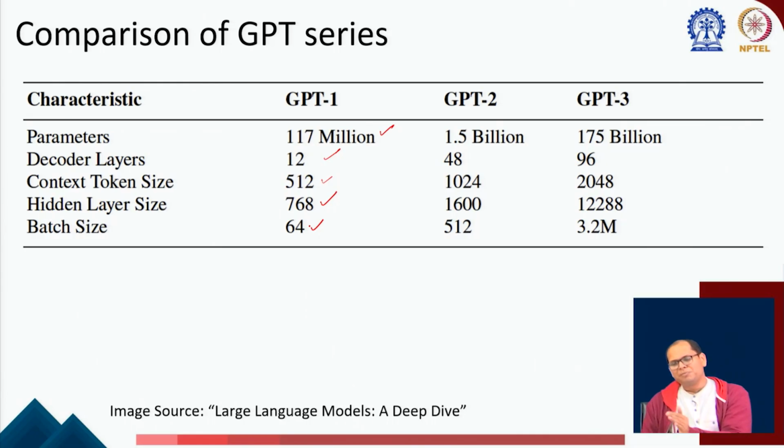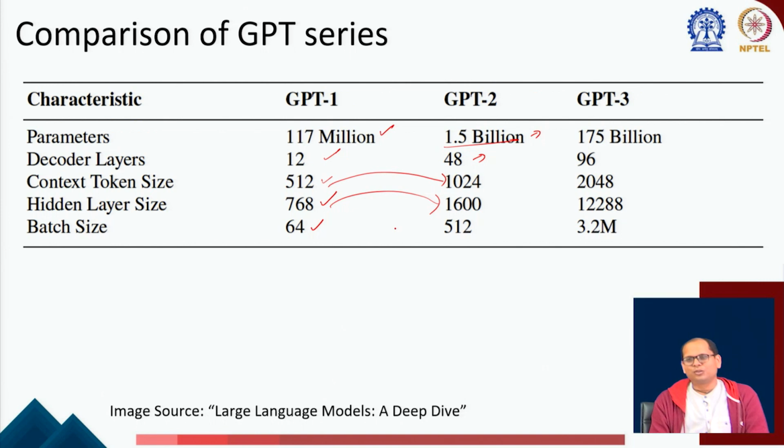Now GPT-2, you can see, was immediately at a much higher level, 10 times: 1.5 billion parameters. We will see there were multiple versions of GPT-2. One was 1.5 billion, with 48 decoder layers, and it could take twice the context, 1024, and the hidden layer was also roughly more than twice, and used a higher batch size. GPT-3 has about 100 times more parameters than GPT-2. It had 175 billion parameters, 96 decoder layers, 2048 context tokens and a 12,288 hidden layer size, right?